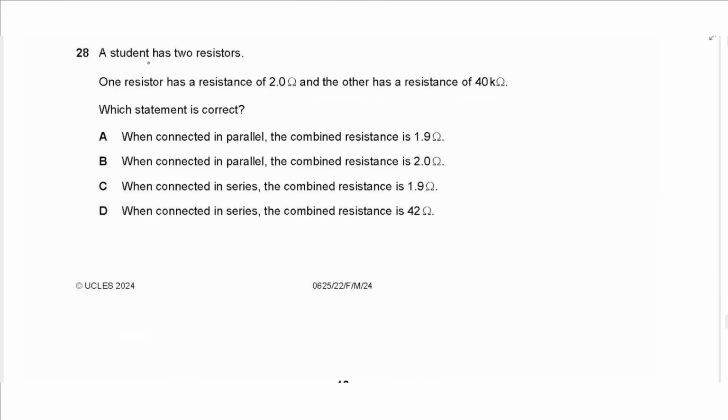Question 28 says a student has two resistors. One resistor has a resistance of 2 ohms and the other resistor has a resistance of 40 kilo ohms. Which statement is correct? When connected in parallel, the combined resistance is 1.9, or when connected in parallel, the combined resistance will be 2 ohms. So we need to calculate in parallel. We can use product over sum: 2 times 40,000 divided by 2 plus 40,000. That gives an answer of 1.999, which when approximated actually becomes 2, not 1.9.